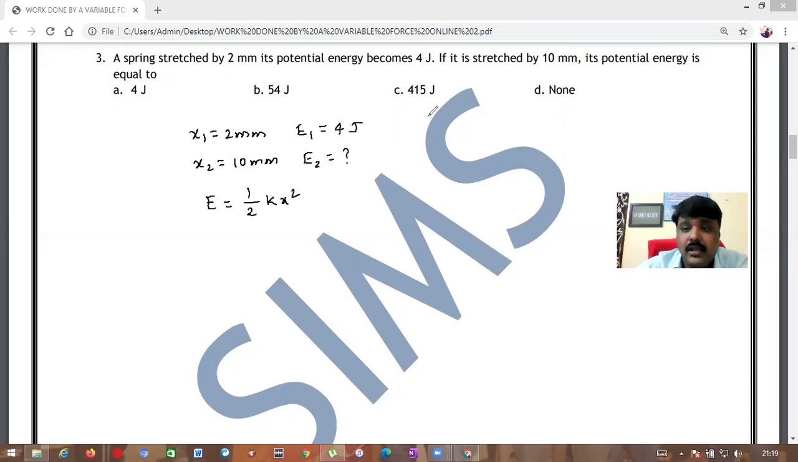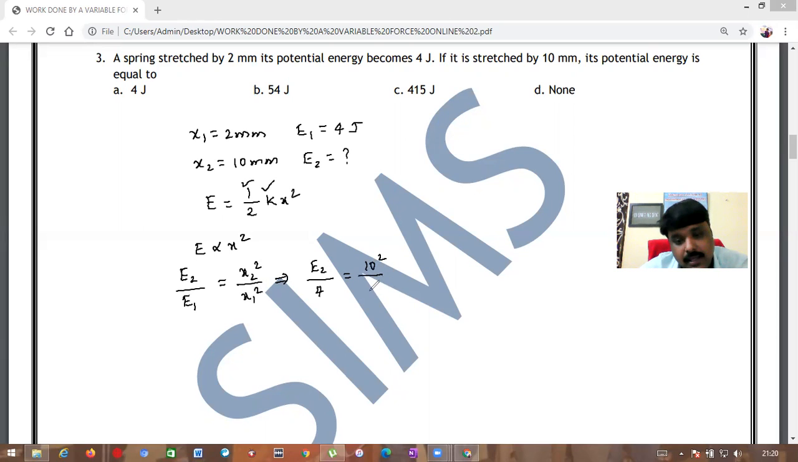The same spring has been used, in the sense K remains constant, and 1 by 2 is also constant, hence E is proportional to x square, or E2 by E1 equals x2 square by x1 square. Implies E2 by 4 equals 10 square by 2 square, implies E2 by 4 equals 100 by 2 square.